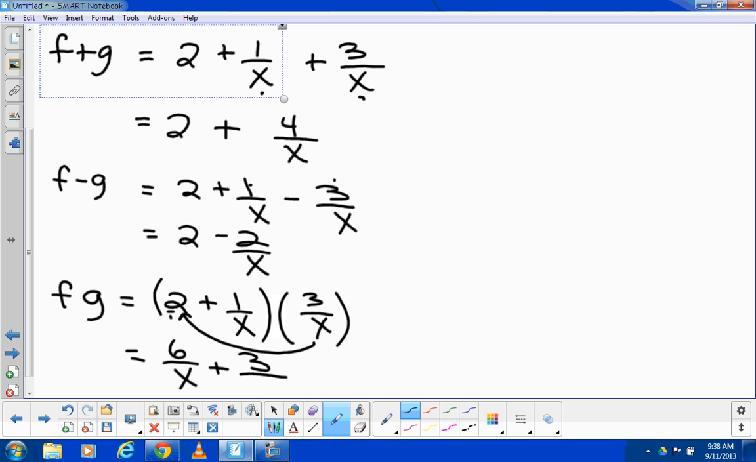3 over, right, X or X squared? X squared, because you're actually multiplying. It's not like adding where they stay the same. Okay. Now, let's talk about all three of them.